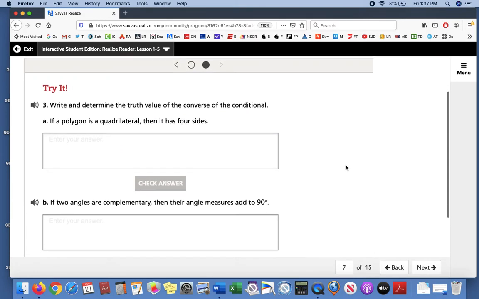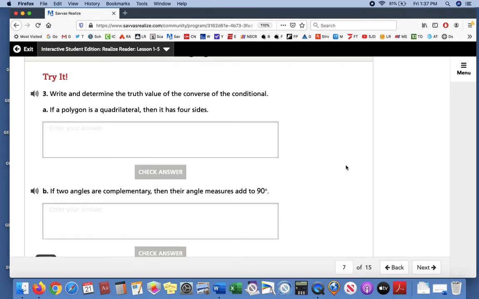All right, we already have some examples for you to try. Write and determine the truth value of the converse of the conditional. Here are two statements. Hit pause, give it a shot, and then push play when you're ready. All right, so converse. That was nice that they had us do just converse. I know I just got to switch the order. So instead of if a polygon is a quadrilateral, then it has four sides, I'm going to switch the order. If a polygon has four sides, then it's a quadrilateral. Think about that.